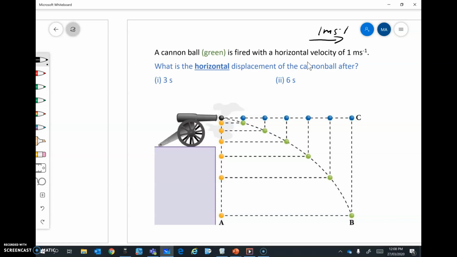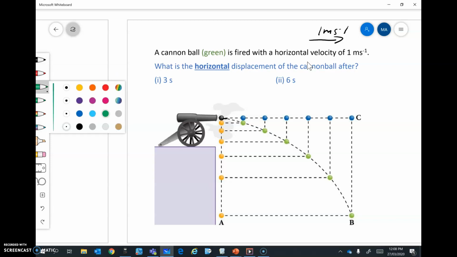Now it's actually going to begin accelerating towards Earth, and the cannonball traces this path through the green ball. That's what it actually does. But we're going to examine it in the two components of horizontal and vertical displacement. We're going to look at the blue, the horizontal first.